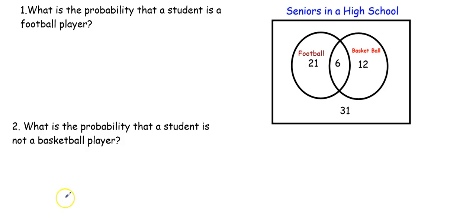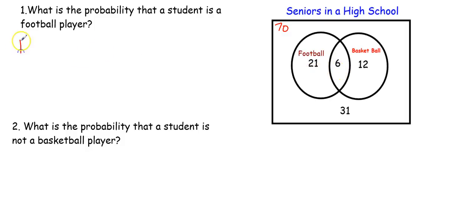Alright. Now let us go ahead and answer some problems dealing with the probabilities. The first question here is, what is the probability that a student is a football player? So we are looking for a football player. Out of the total number of students, we know that we have a total of 70 students here. Out of these 70 students, what is the probability that a student is a football player? Now, altogether, how many football players are there in that school? There are 21 plus 6, that is 27.